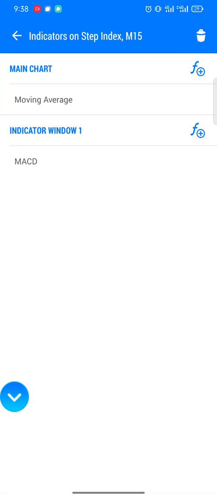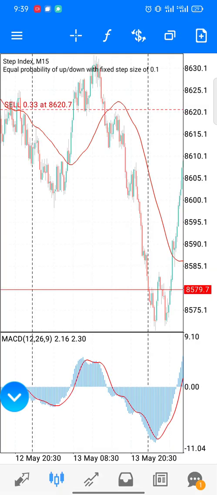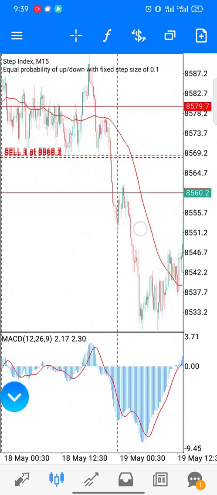The next indicator is a MACD. Fast EMA is 12, slow EMA 26, and the MACD SMA is 9. Yeah, so apply to close as well. So you click for the main 2 pixel, the signal 2 pixel, you click done. So that's just the indicators you need for this strategy.